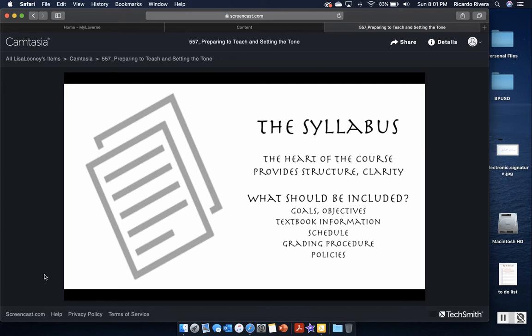It's what provides the structure, the clarity of your course. What should be included? You'll see a lot of these elements in syllabi that you review, right? You should have goals, objectives, what textbook you're using, what the schedule will look like, what your grading procedure is, any policies on late submission, policies on missing class, maybe plagiarism policies, other things that sometimes departments or schools will mandate, you'll see embedded into your syllabus.